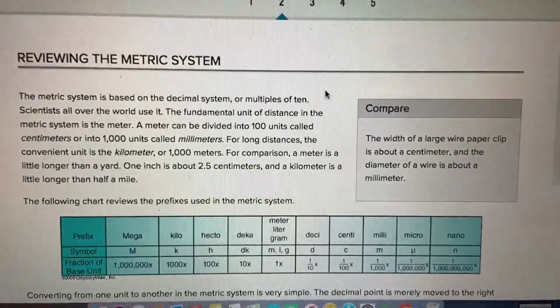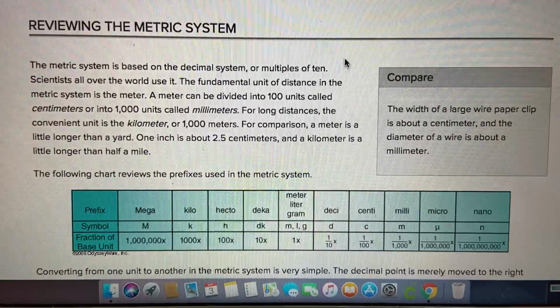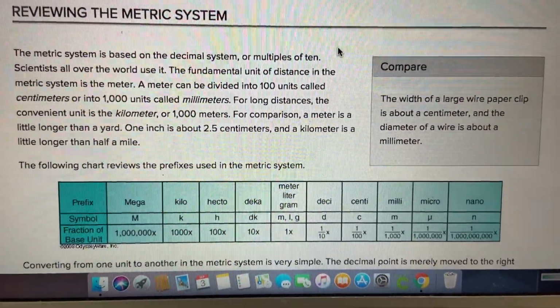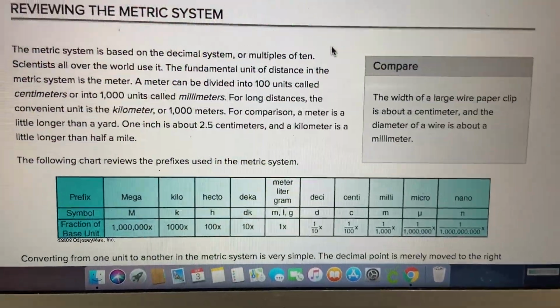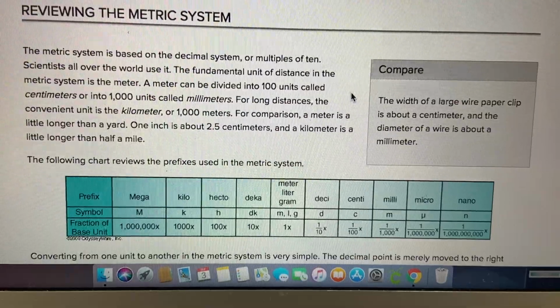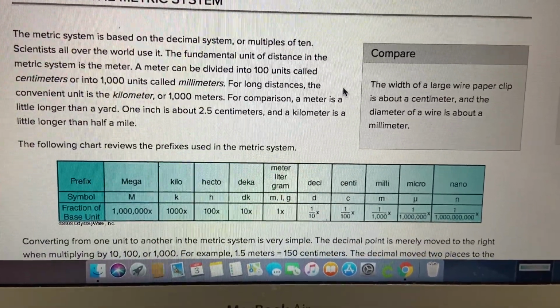Okay, so a quick review of the metric system. The metric system is based on the decimal system, or multiples of 10. Scientists all over the world use it. The fundamental unit of distance in the metric system is the meter. A meter can be divided into 100 units called centimeters, or into 1,000 units called millimeters.